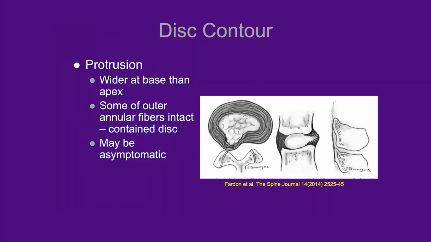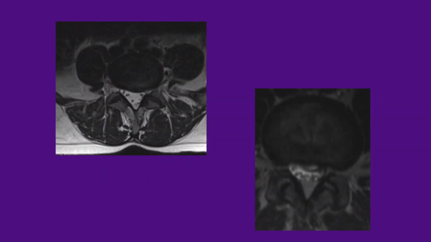When we move into the realm of true disc herniations, on one end of the spectrum we have a disc protrusion, where the material sticking out of the disc is wider at the base than it is at the apex. The implication being that some of the outer annular fibers are intact, and again, these may be asymptomatic. Here are two examples of small central and slightly left parasagittal disc protrusions.